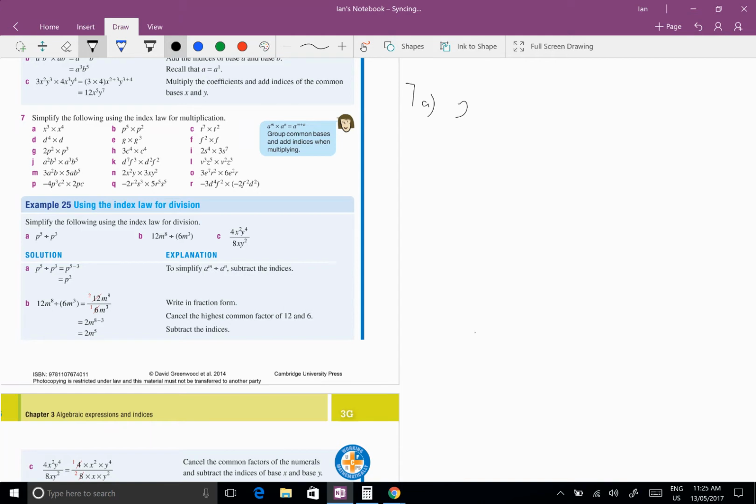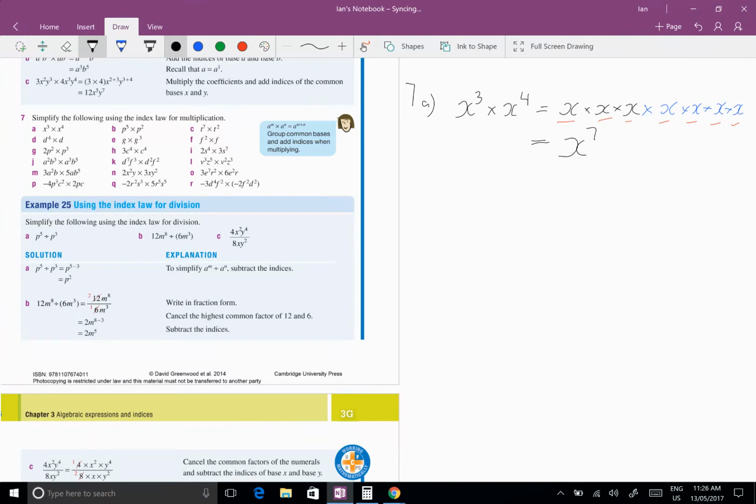Well, I've got x cubed times x to the 4. Oh, gee, what am I going to do? Well, I can write it all out. That's going to be x times x times x, that's my x cubed. And I can have x times x times x times x, that's my x to the 4. And now I've written it all out. Well, that's 1, 2, 3, 4, 5, 6, 7. So I have x to the power of 7.